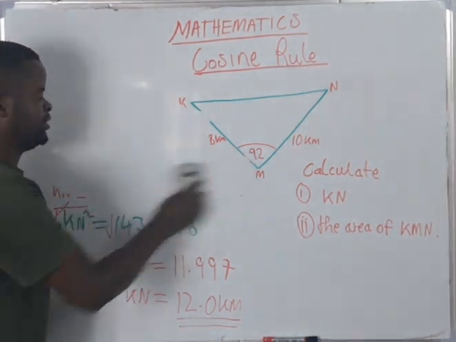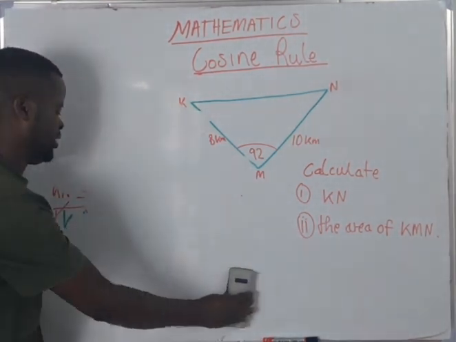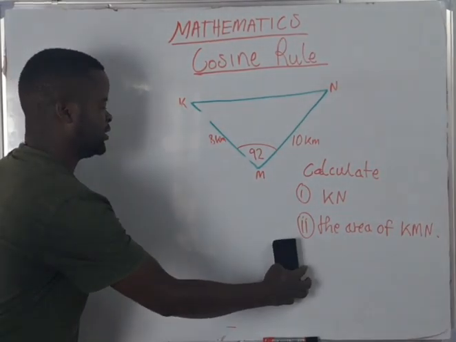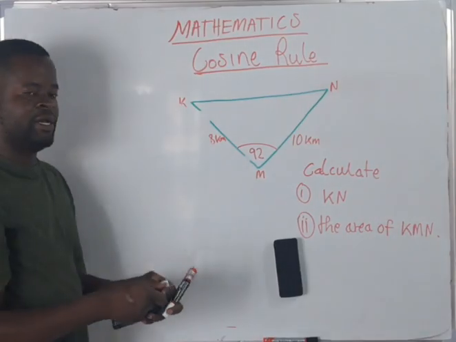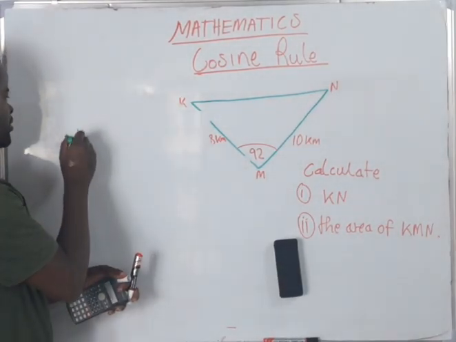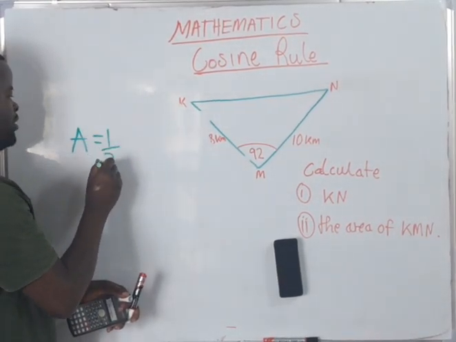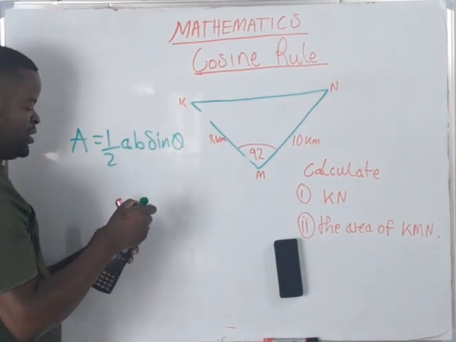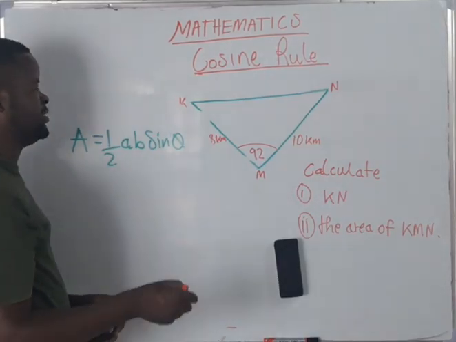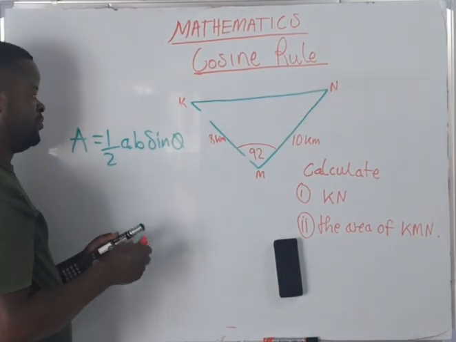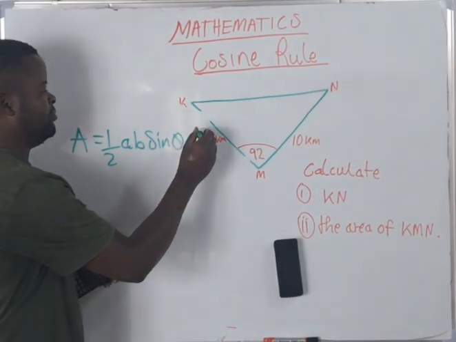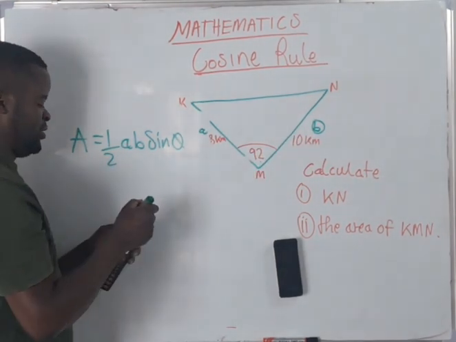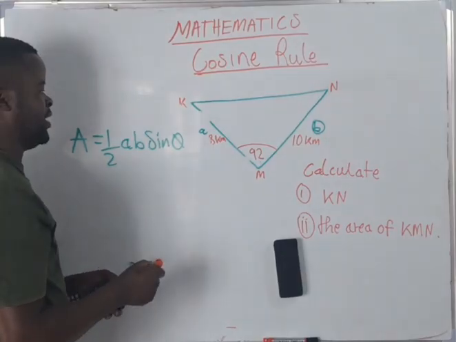Okay, so let's proceed and respond to the next question, which is asking us to find the area of a non-right angled triangle. So area is equal to half ab sine theta. Here, a and b are the sides where you've been given one included angle. So this can be side a and this can be side b. Therefore, the theta we've been given is 92.